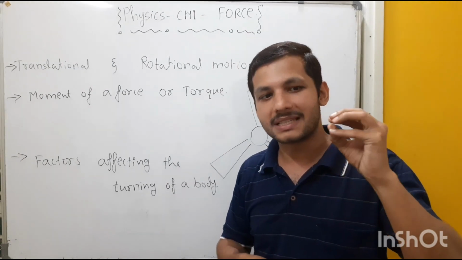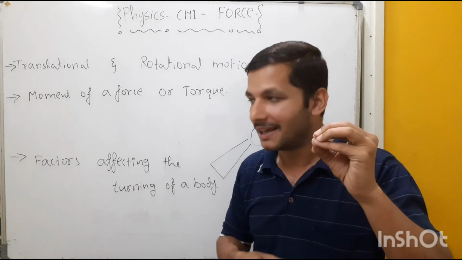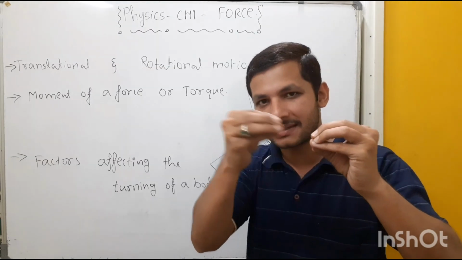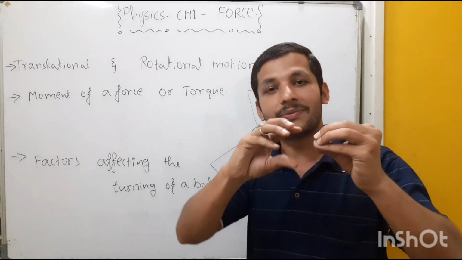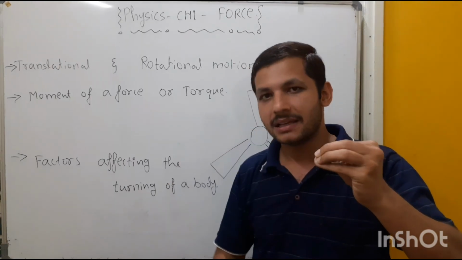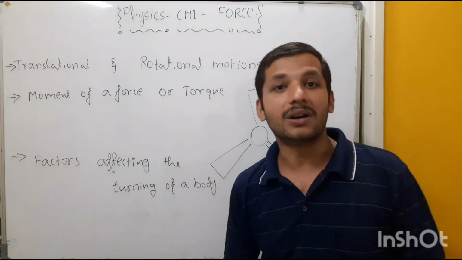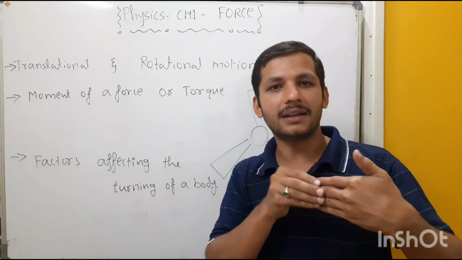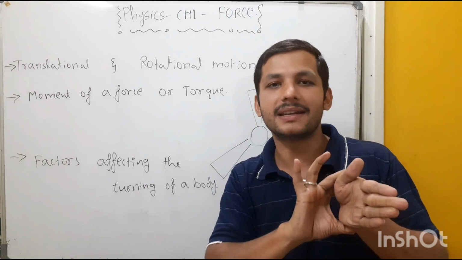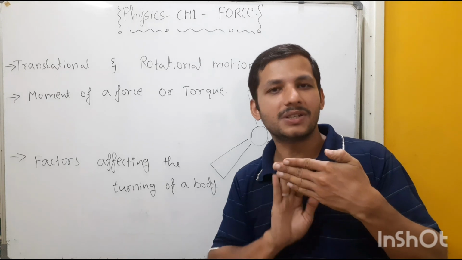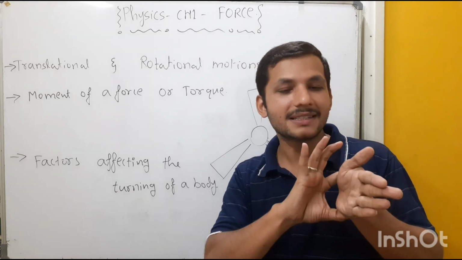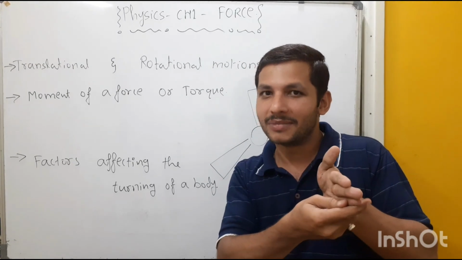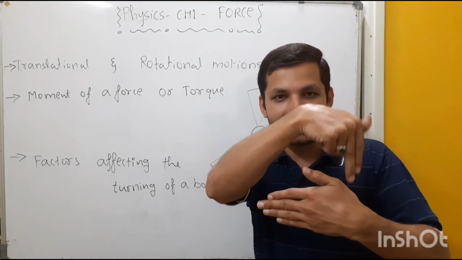So when an object is pivoted or fixed at a point, and if it revolves, rotates about a fixed, stationary axis, or spins about a fixed axis, we call it rotatory motion or rotational motion. For example, in the case of doors, you just open and close the door. The door is fixed at a point, so it can be called rotatory motion because the motion is about this axis. Got it?